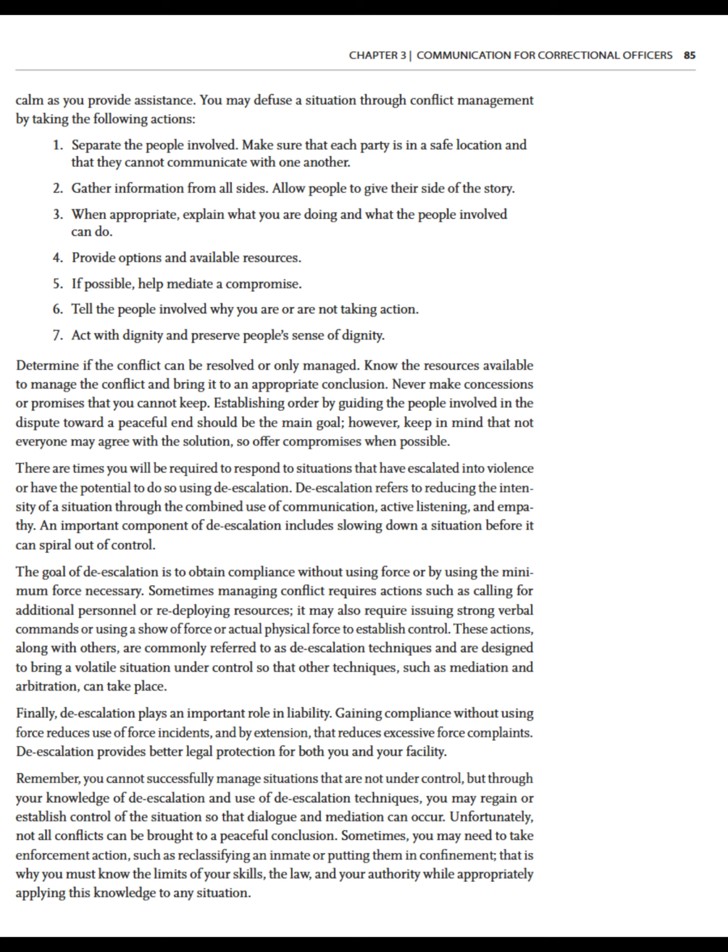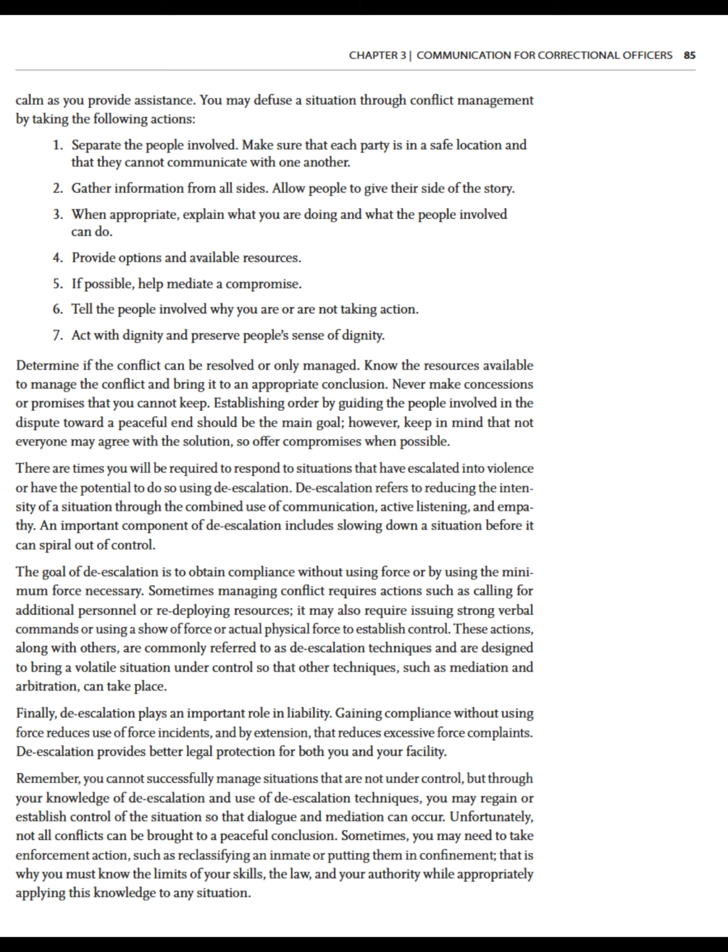Sometimes managing conflict requires actions such as calling for additional personnel or redeploying resources. It may also require issuing strong verbal commands or using a show of force or actual physical force to establish control. These actions, along with others, are commonly referred to as de-escalation techniques and are designed to bring a volatile situation under control so that other techniques, such as mediation and arbitration, can take place.